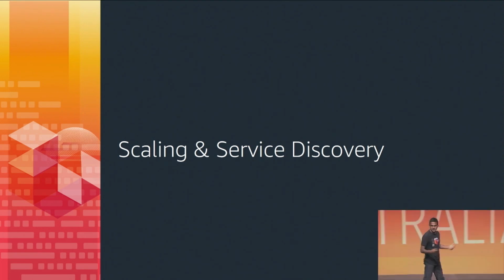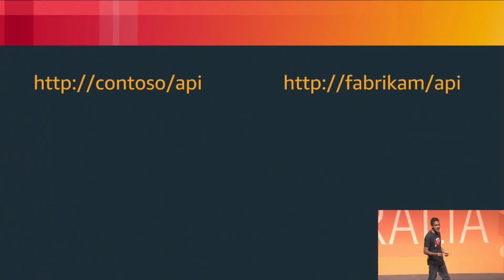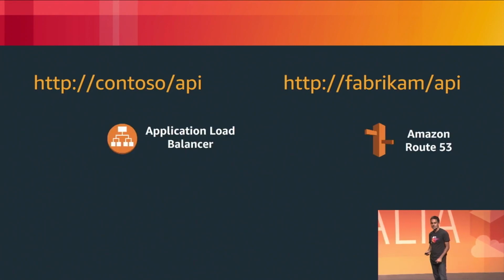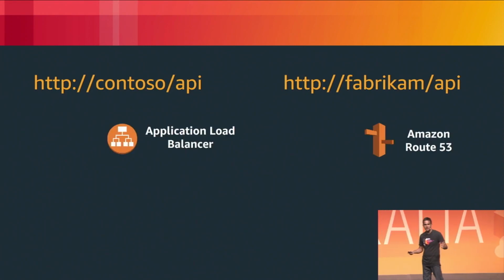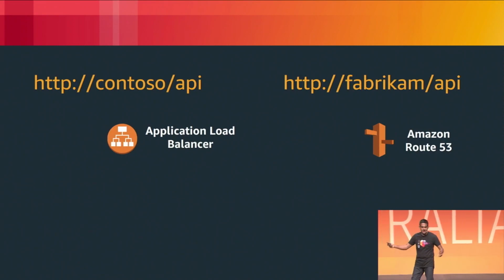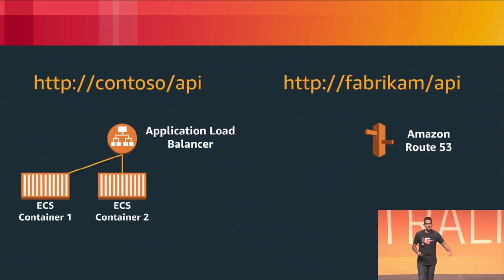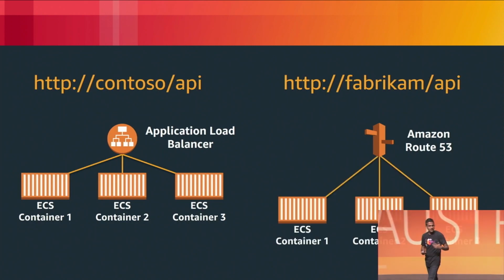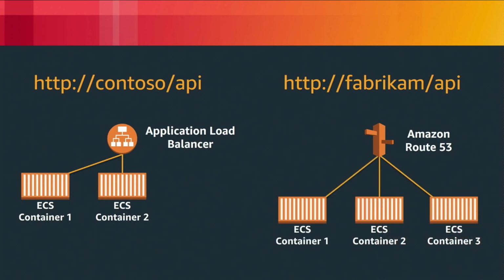Scaling and service discovery is the next thing. How can you do that? So I have these Contoso API and Fabrikam API that I need to expose. You can do it two ways, through an application load balancer or Route 53, which is our DNS server. When the container starts, it can automatically register against these services. Same when the container dies, it automatically deregisters. You don't need to write extra code to do that. So once it happens, you will have your service working regardless of how many containers are running behind the scenes.